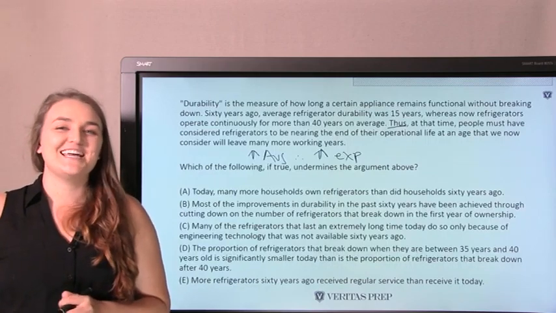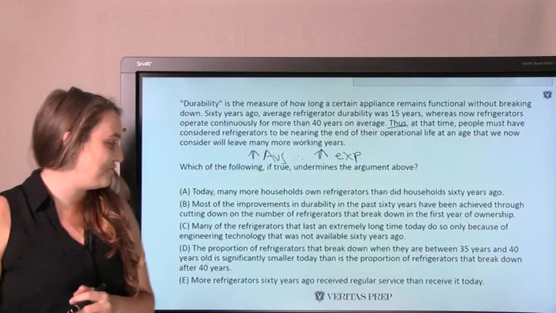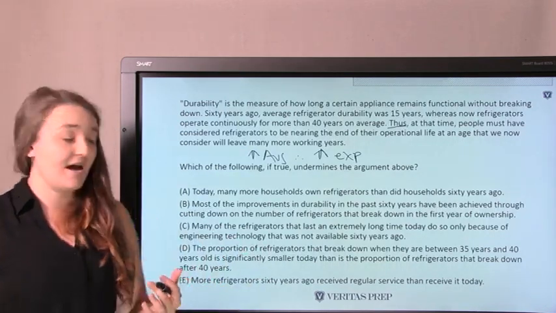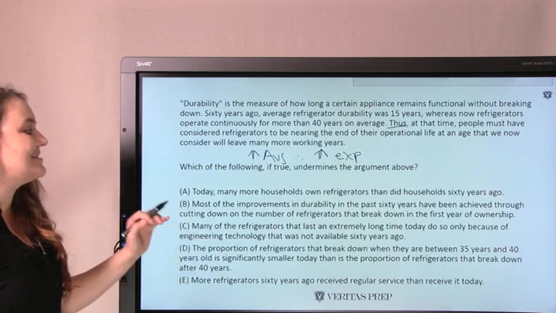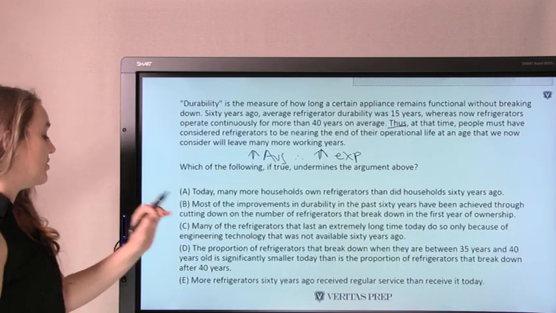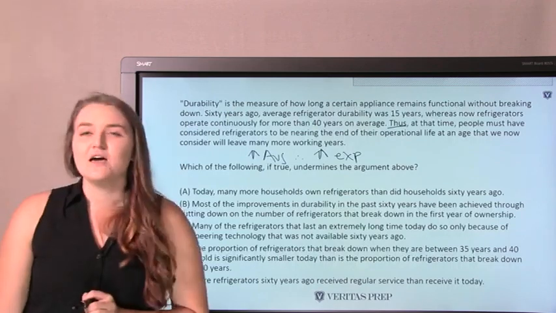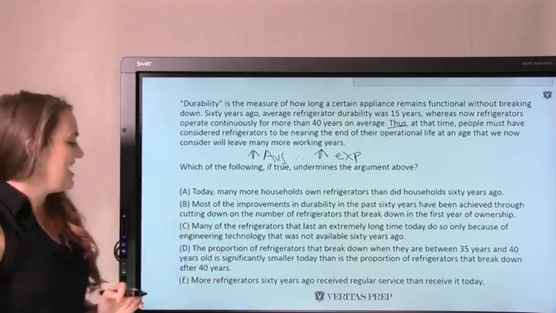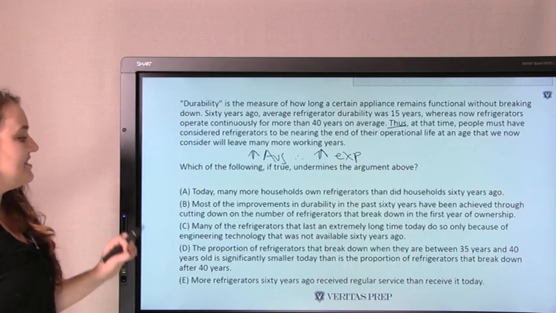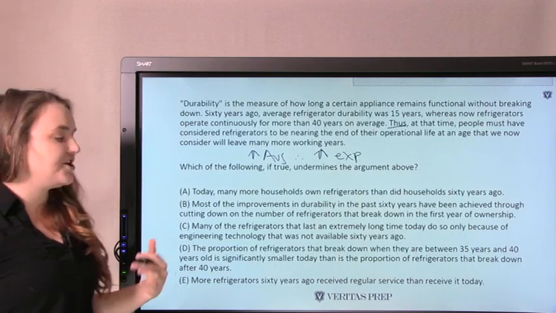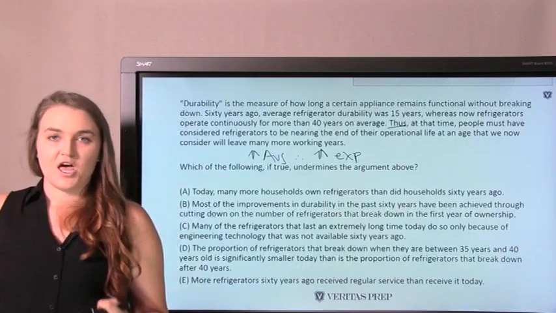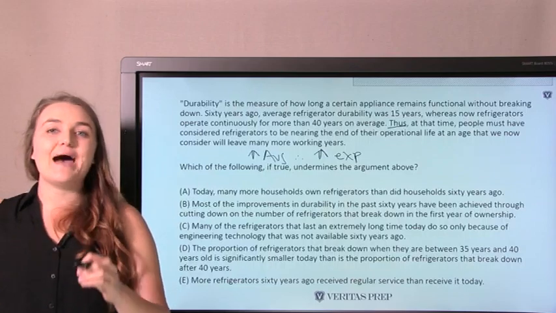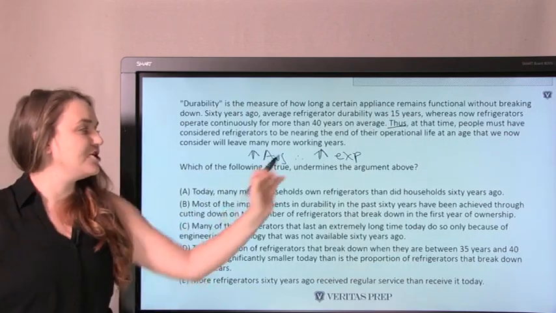So this is interesting. Let's talk a little bit about technology improvement. So I'm assuming you're speaking to answer choice C here. Right? Many of the refrigerators that last an extremely long time today do so only because of engineering technology that was not available 60 years ago. So, if this is what we're looking at here, does the engineering technology that exists address or draw attention to the gap in reasoning between average and expected?